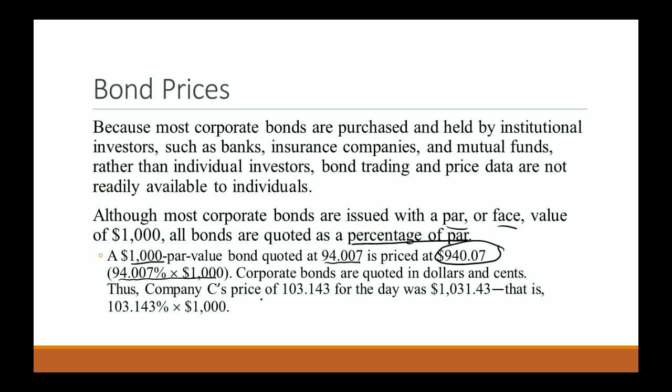So here's another example. The price of company C is 103.143. That is 103.143% of the $1,000 par value. So it is trading at $1,031.43.